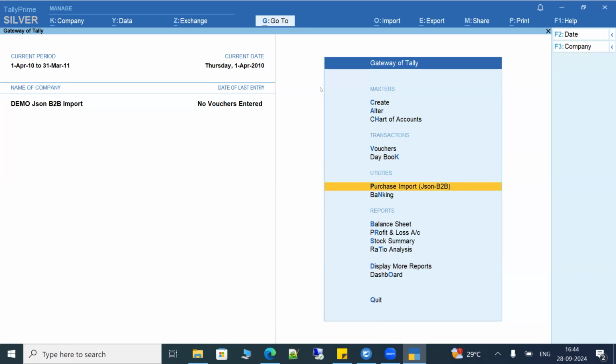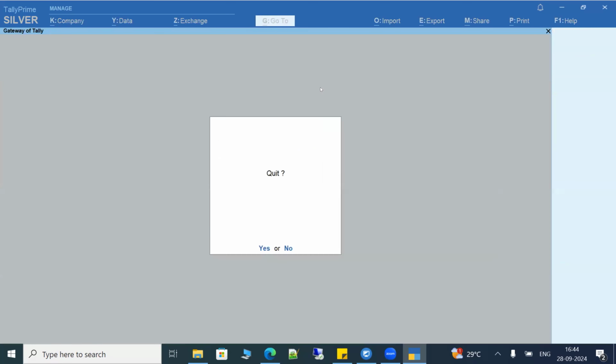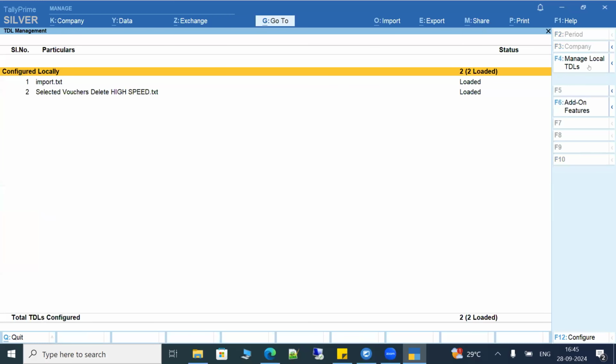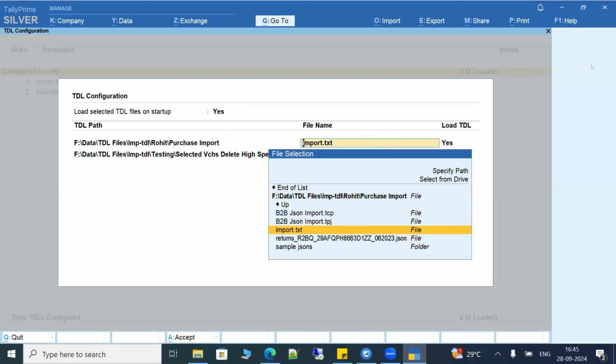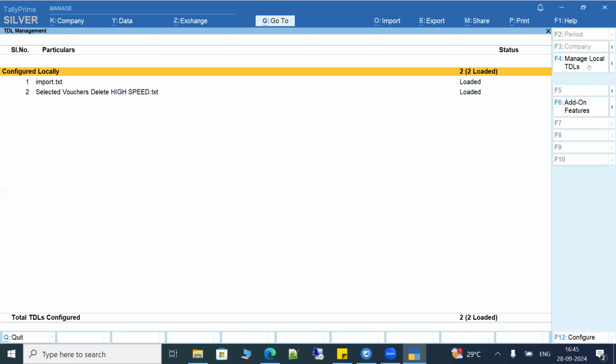Number one, there is an add-on. It's a Tally add-on. Once we load this, I'll show you that also. From Help, TDLs and Add-ons, Manage Local TDLs. Here you can load your TCP. Once you load it, this complete process can be automated.